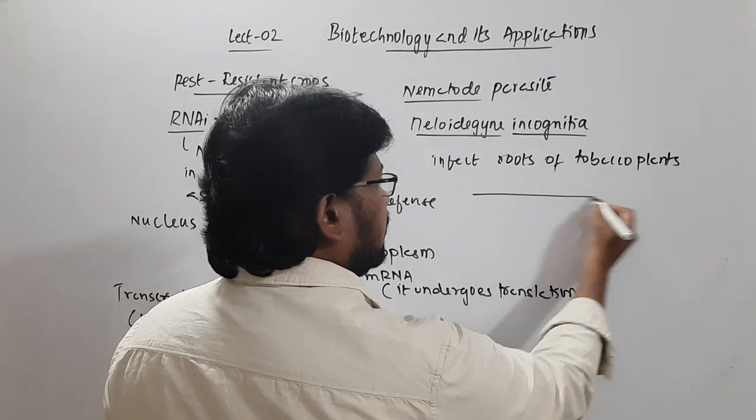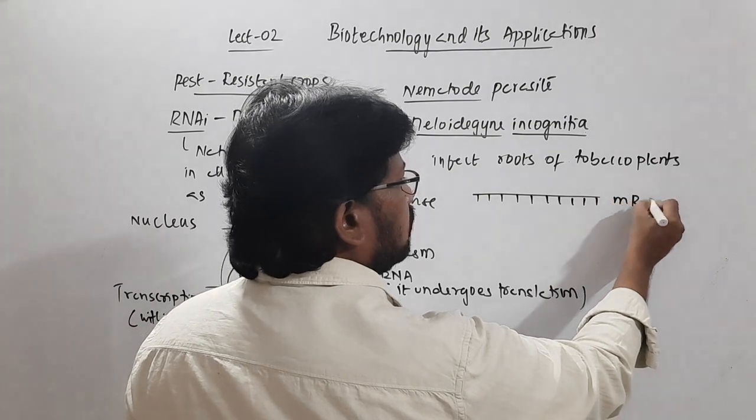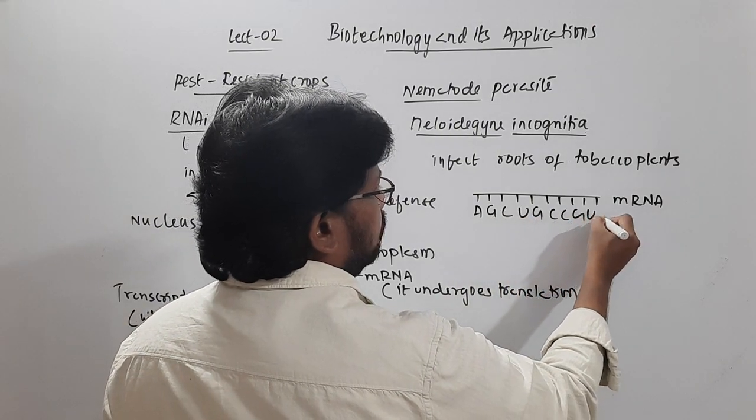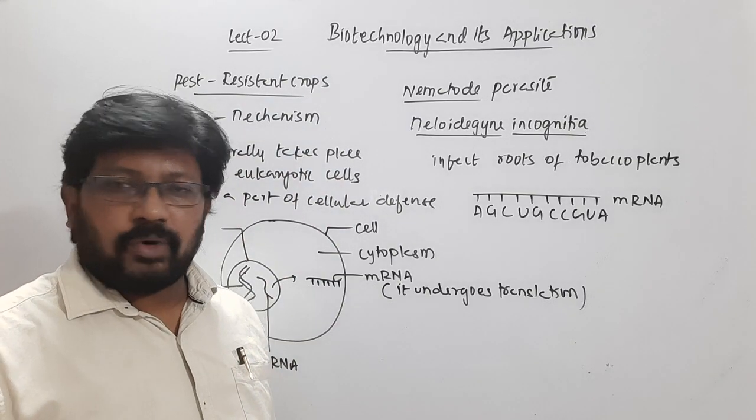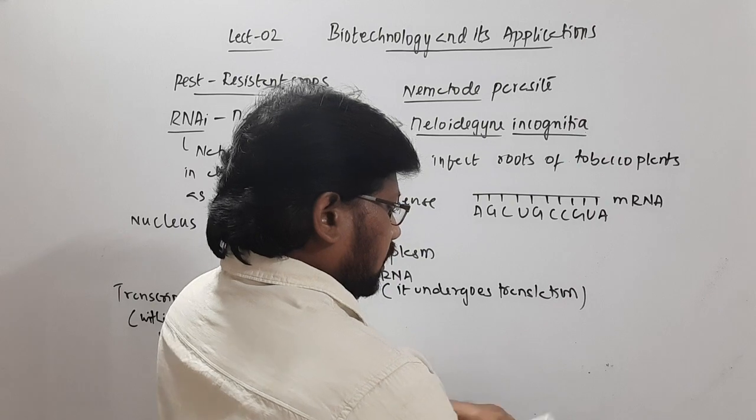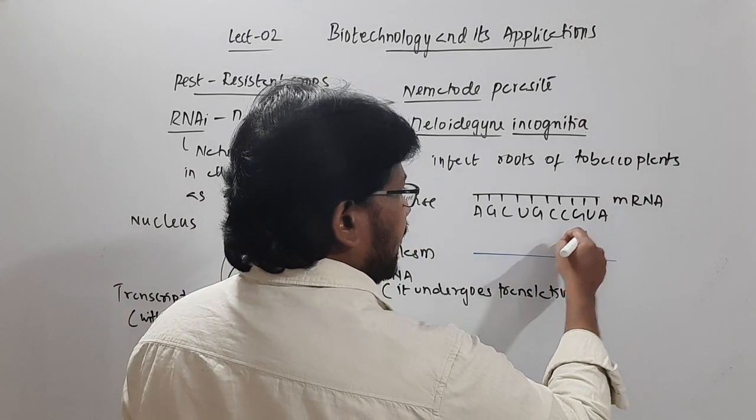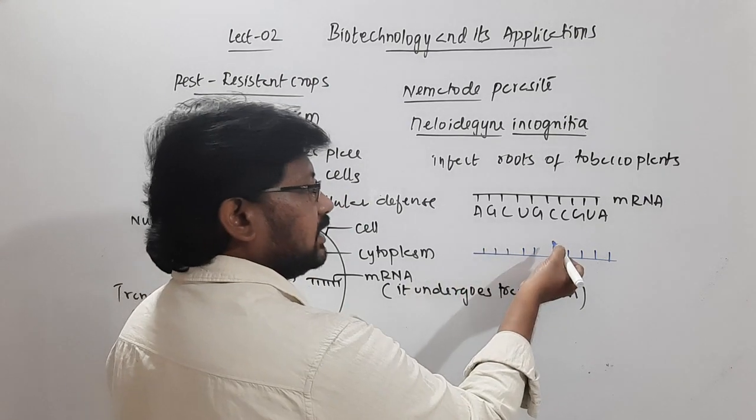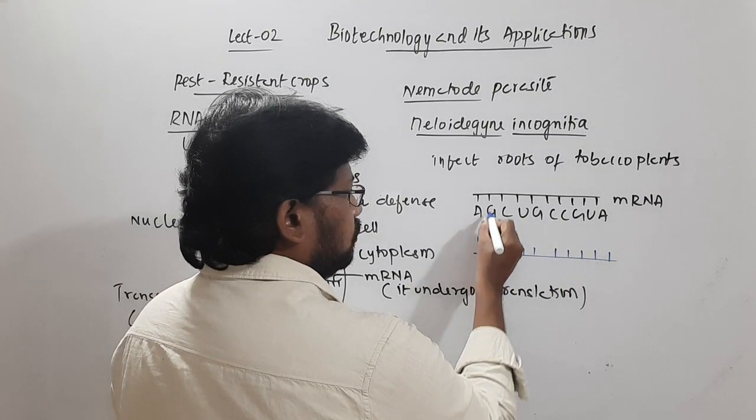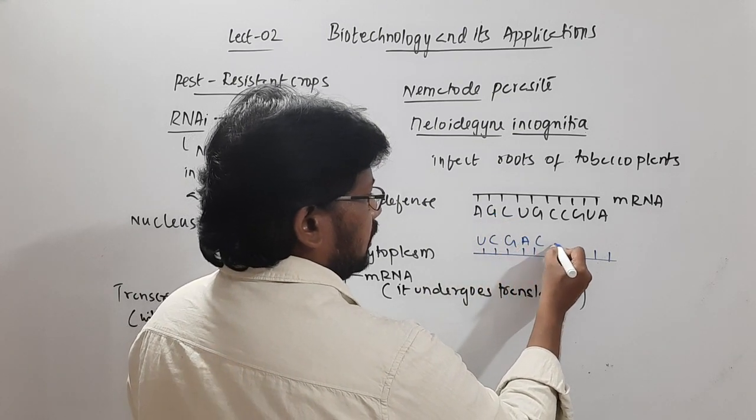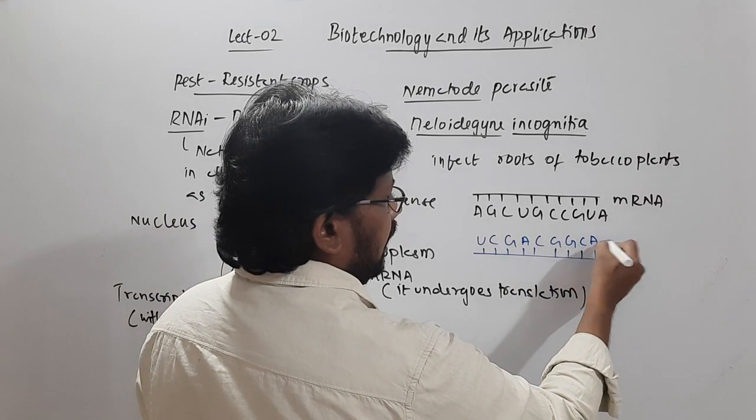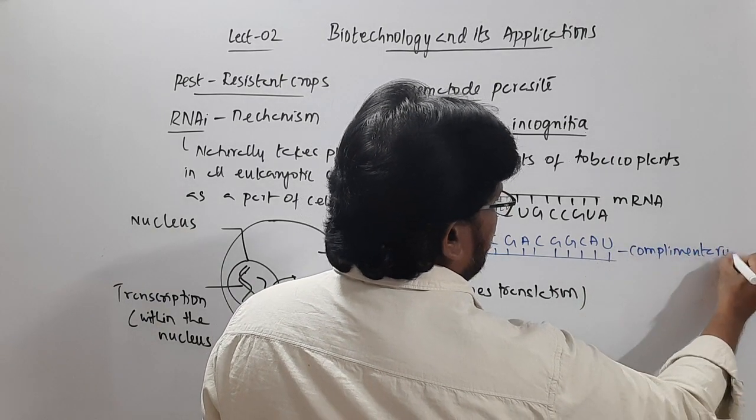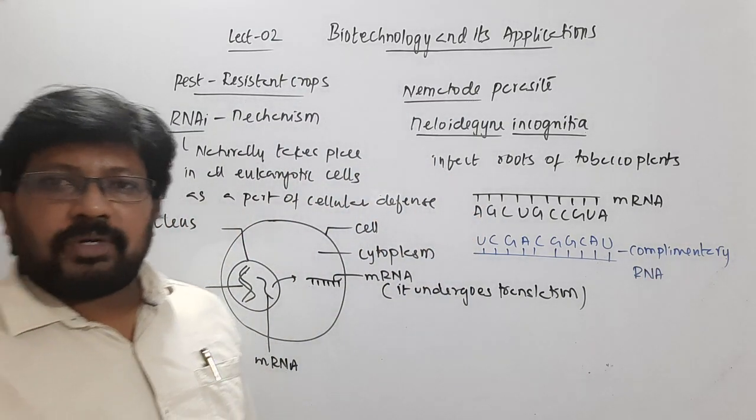Say suppose this is the mRNA molecule, and on this mRNA molecule the sequence is something like this: A, G, C, U, C, C, G, U, A. Now if I'm going to introduce a complementary strand to this mRNA, what we mean by this is a strand which will have complementary sequences. In this case we know A binds with U, G binds with C, so it is U, C, G, A, G, G, C, A, U. So this is a complementary RNA molecule.